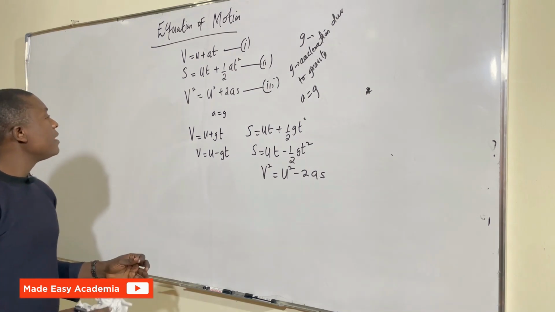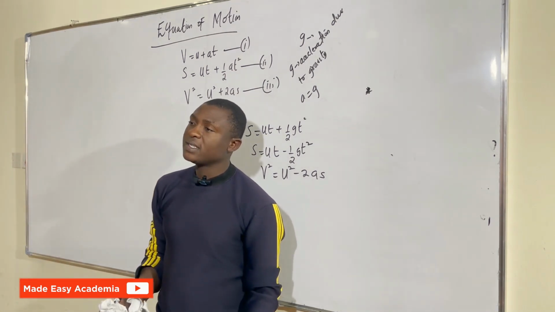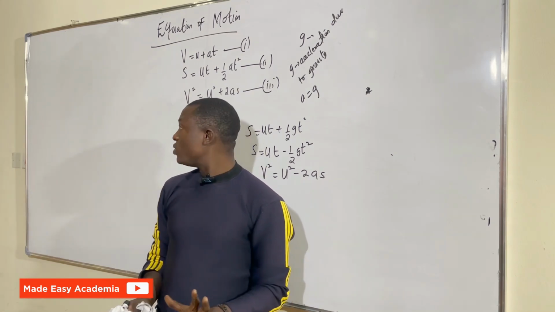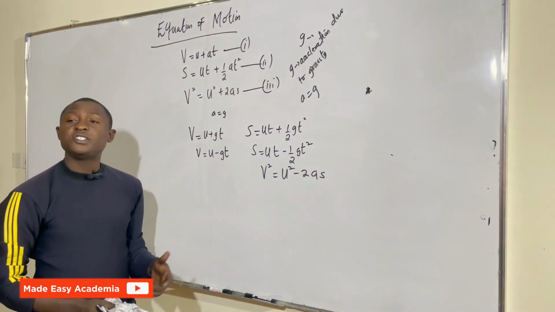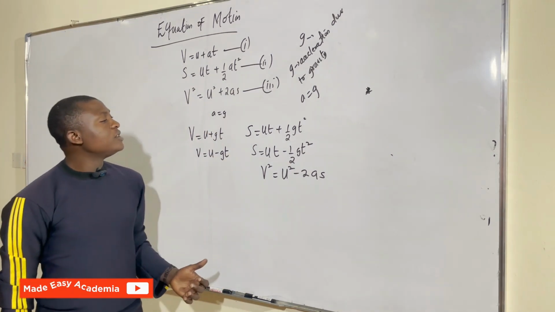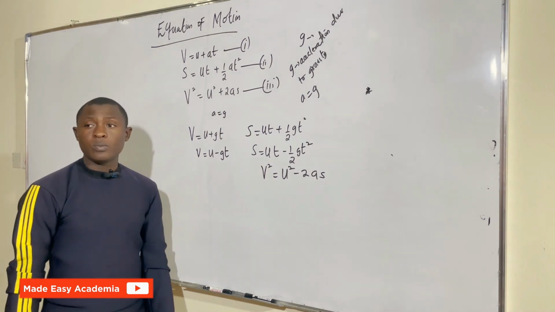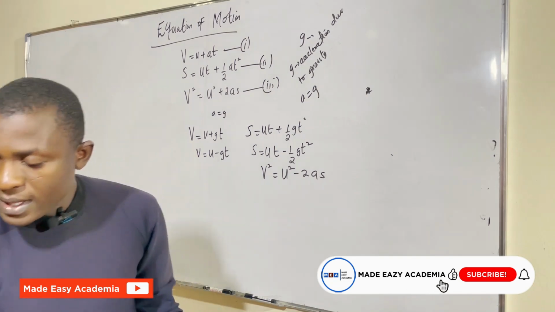If they say an object comes from rest, mostly our u is going to be 0. And if the value of u is 0, then at that point it means our g or a is going to be positive. But in some situations, if you are given the object to be moving vertically upward, at that point it means your g is going to be negative.